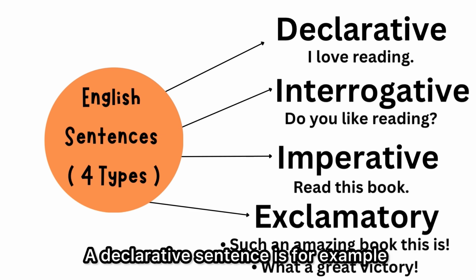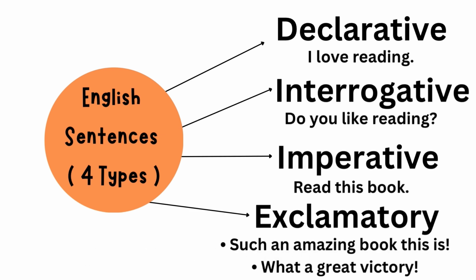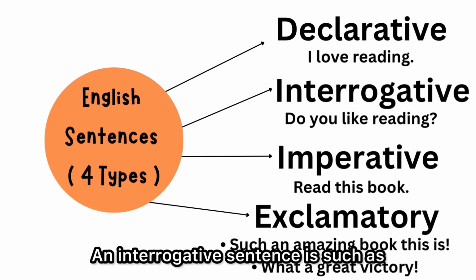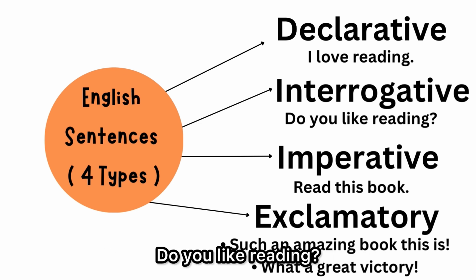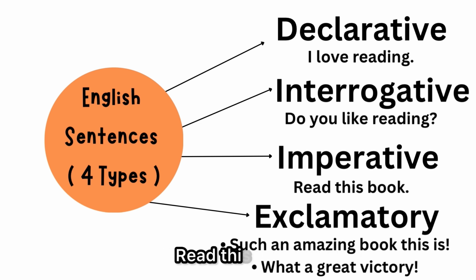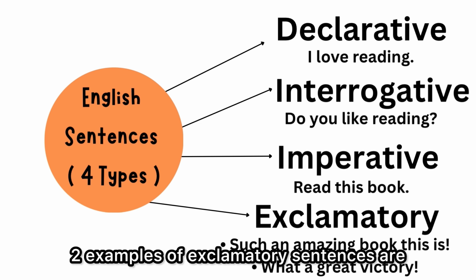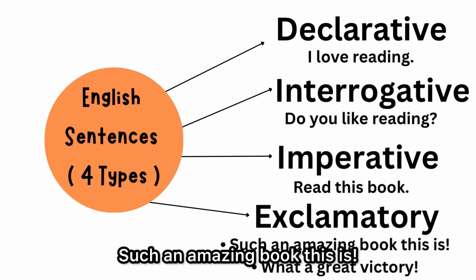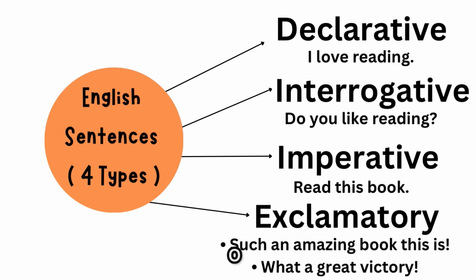A declarative sentence is, for example, I love reading. An interrogative sentence is such as, do you like reading? An imperative sentence is like, read this book. 2 examples of exclamatory sentences are, such an amazing book this is, or, what a great victory.